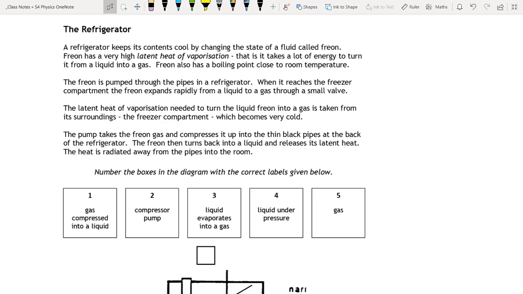The pump takes the freon gas and compresses it into the thin black pipes at the back of the refrigerator. The freon then turns back into a liquid and releases its heat, its latent heat. And the heat is radiated away from the pipes into the room. So the pipes at the back are warm, because that's where it changes back into a liquid. But inside the fridge is where it takes heat energy away from the surroundings so it gets colder.